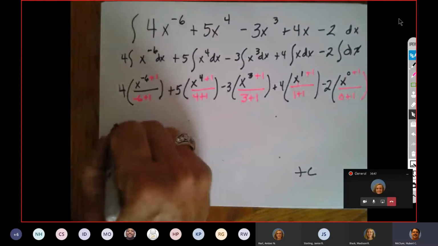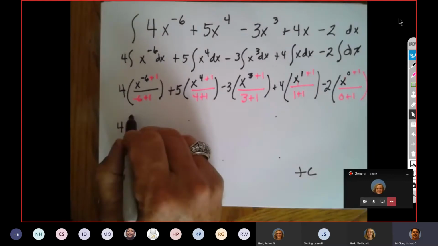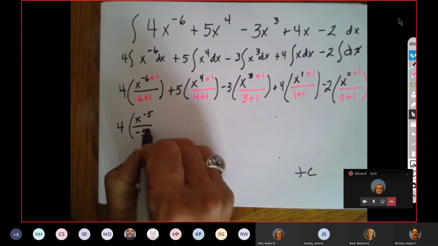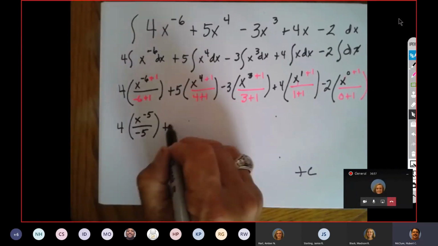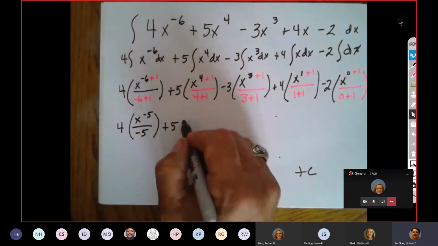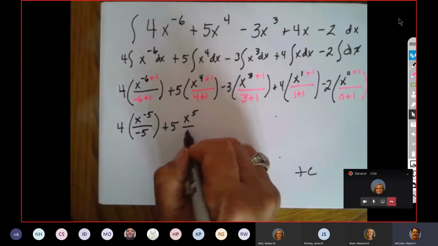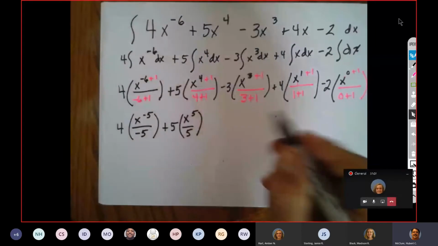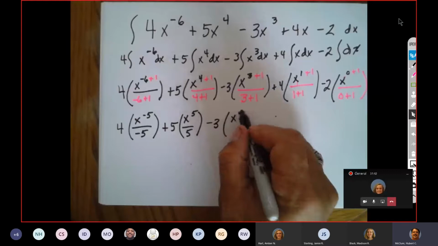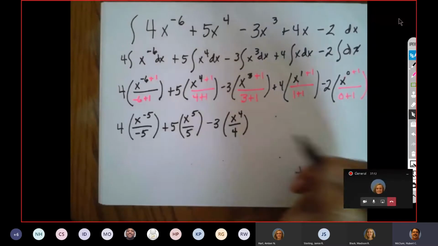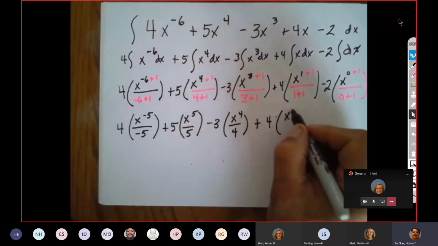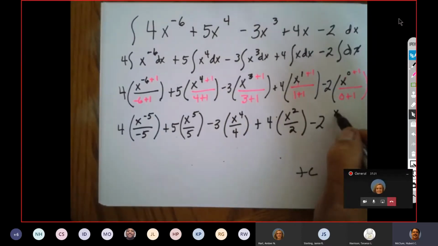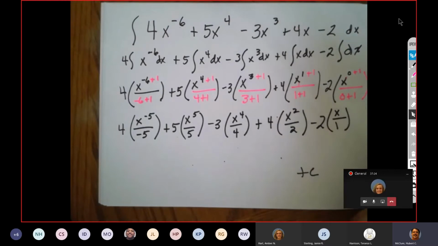So 4 negative x to the negative 5 over negative 5 plus 5 x to the 5th over 5. That ain't nothing but a coincidence. I'm sorry about that. Minus 3 x to the 4th over 4 plus 4 x squared over 2 minus 2x over 1 plus c.